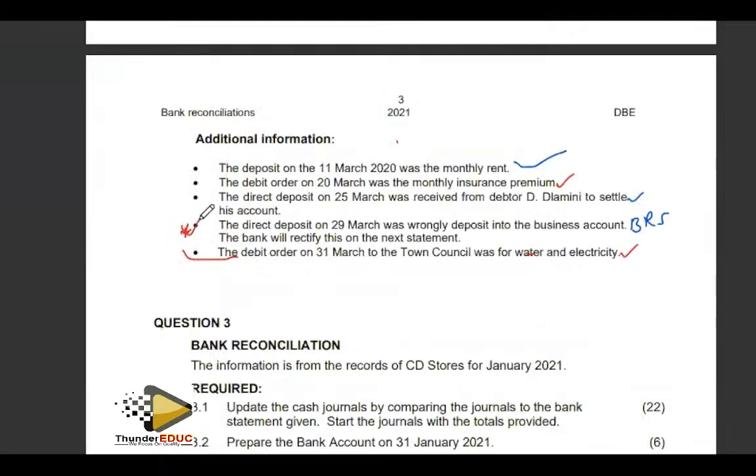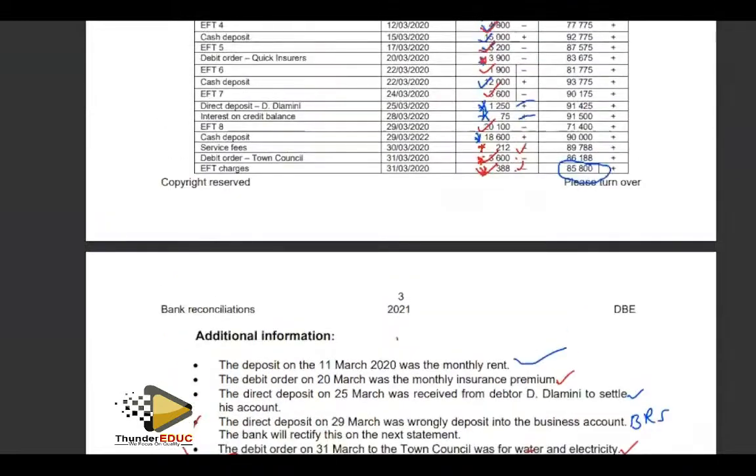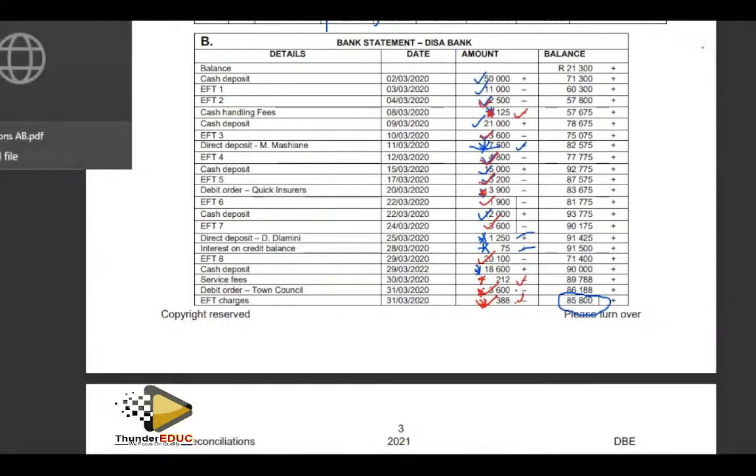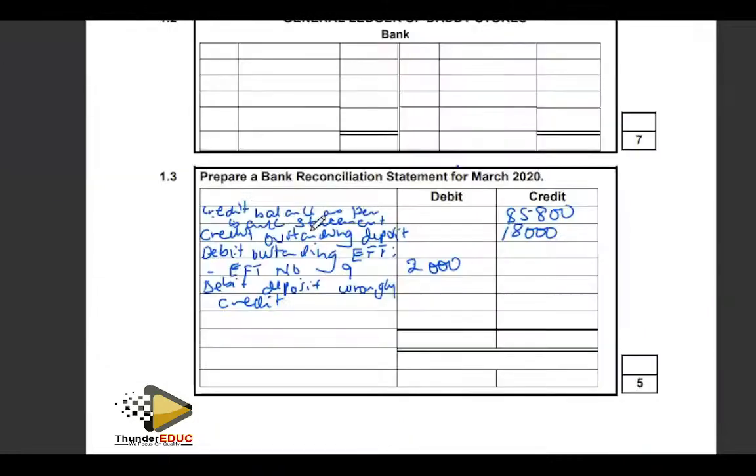so I'm done with this. Let me take it off. And where is that amount? The amount was from the direct deposit, cash deposit on the 29, right? 18,600. So this one is going to be 18,600. So I'm going to write it here. This is 18,600. Okay. So from this step, we have to add the credit side.